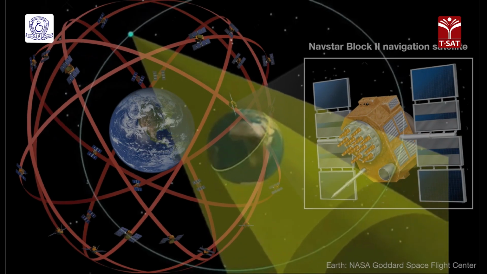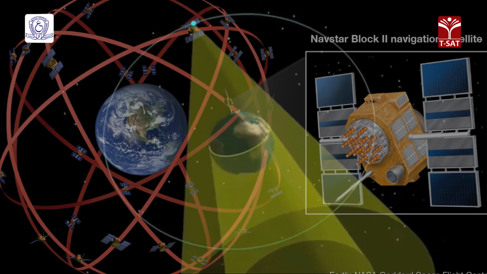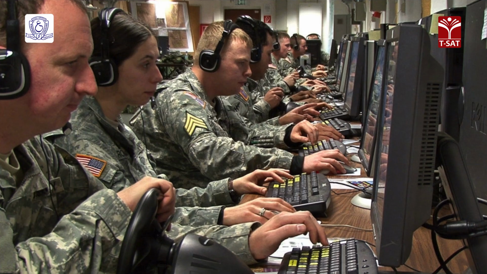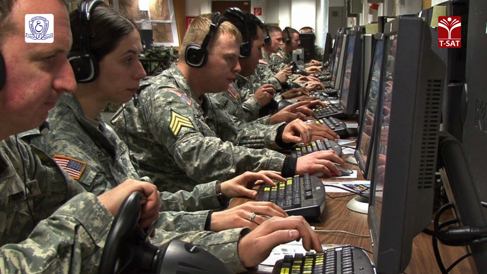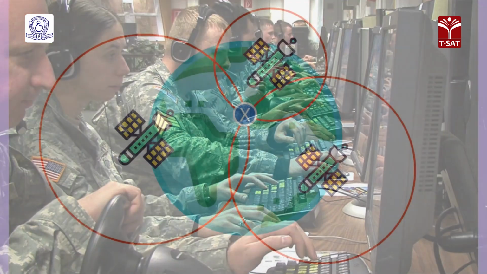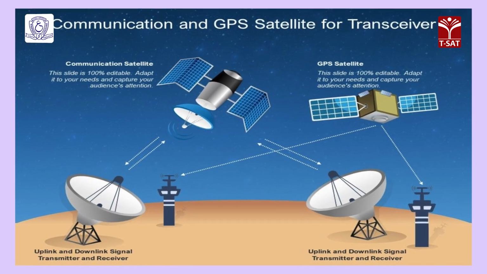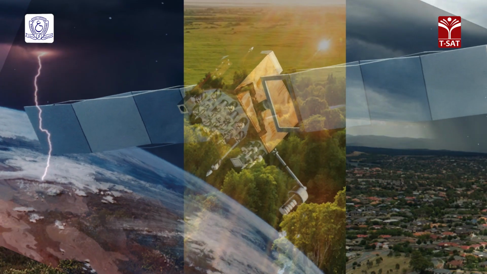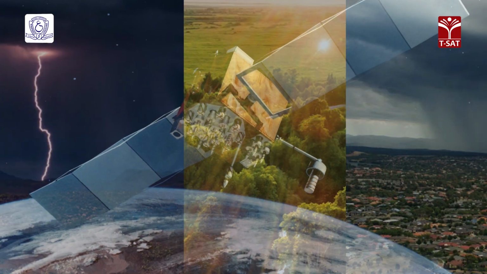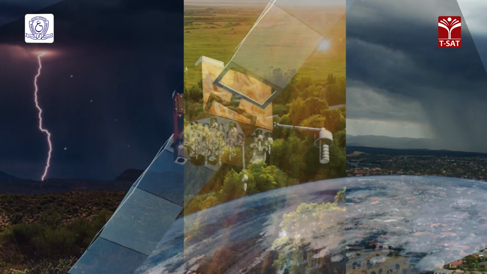Definition of GPS. The GPS is a satellite-based navigation system made up of a network of 24 satellites placed into orbit by the US Department of Defense. GPS was originally intended for military applications, but in the 1980s, the government made the system available for civilian use. GPS works in any weather conditions anywhere in the world, 24 hours a day. There are no subscription fees or setup charges to use GPS.